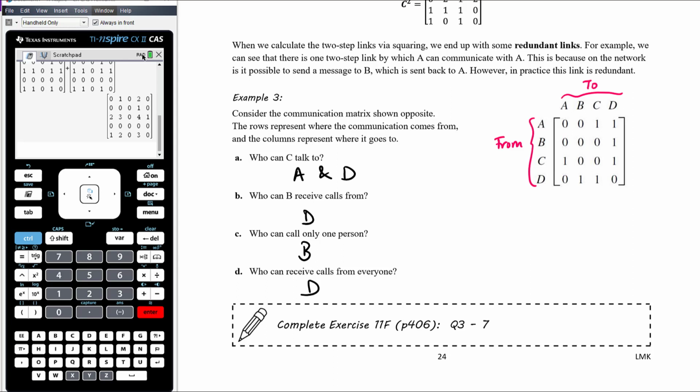Okay, so the work today is exercise 11F, questions 3 to 7.